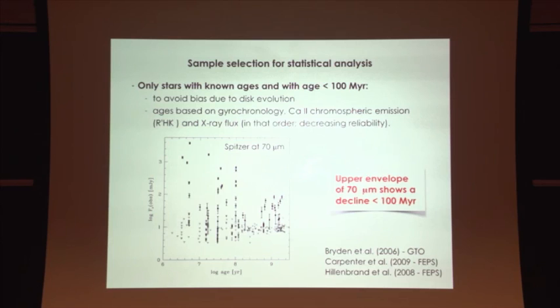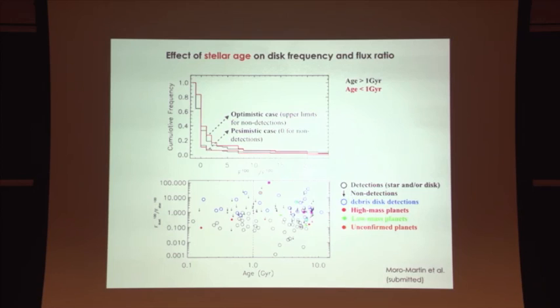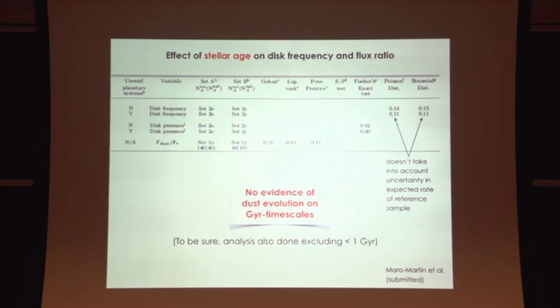Okay, so where are we? We were looking at how there is no evidence of evolution on the giga-year timescale, and these are the numbers. What we do is use survival analysis tests to look at whether the distribution of the flux ratio can be drawn from the same population in the samples that we are comparing. Then we use the KS test and Fisher exact test, and we compare these frequencies assuming a binomial distribution.